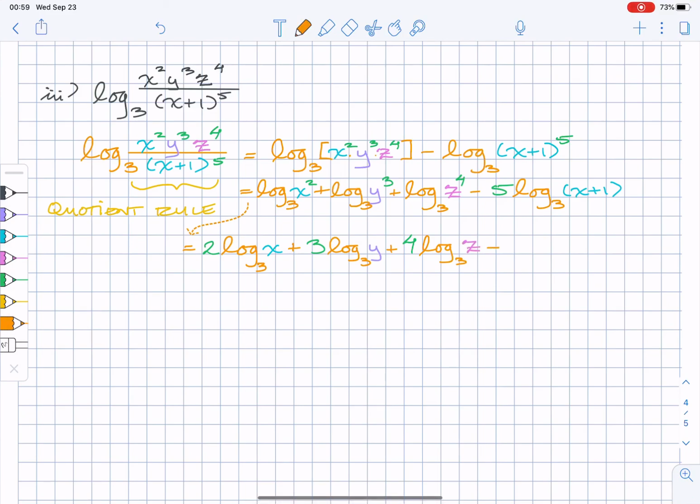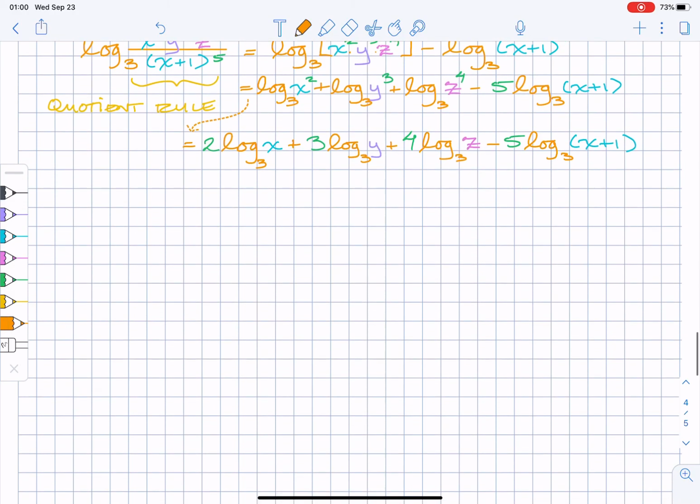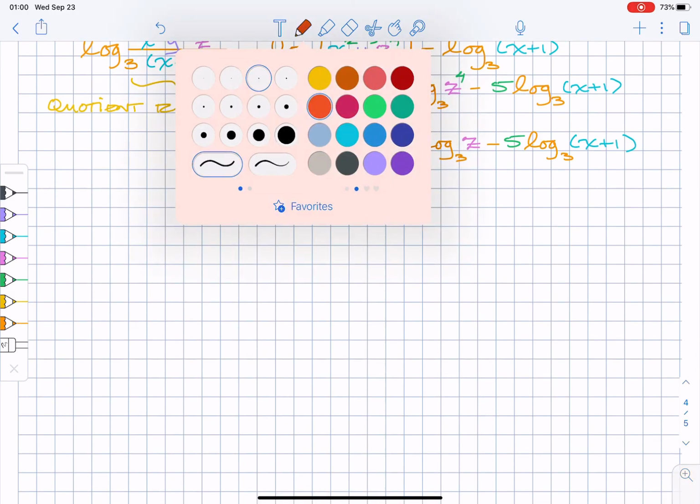Then we have minus 5 times log base 3 of the quantity x plus 1. Okay, so that's the expansion. Okay, so let's do a darker orange here.